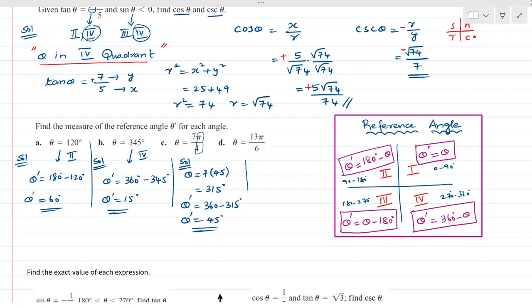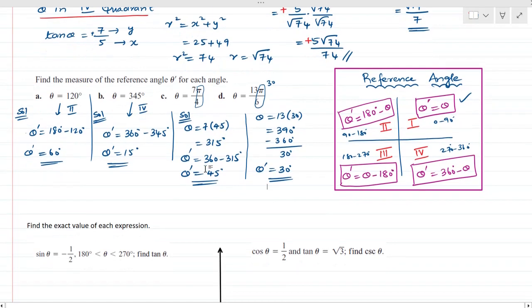Now the last part we have here, convert it first into the angle. This is 30 degrees. So 30 into 13 is equal to 390 degrees. Since it is more than 360, I have to subtract because of the coterminal angle, which is equal to 30 degrees. But 30 degrees is in the first quadrant, so nothing to subtract, the reference angle is as it is. So this is the reference angle for the given angles.